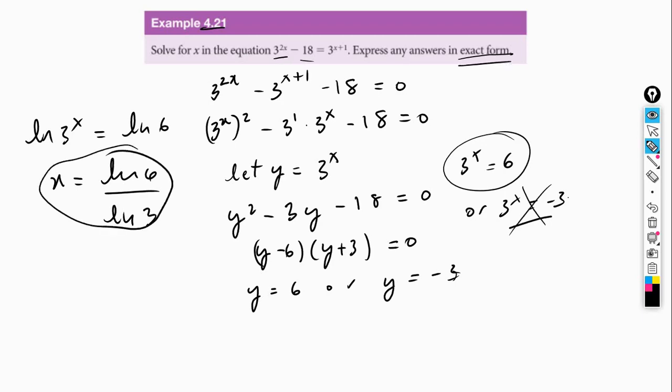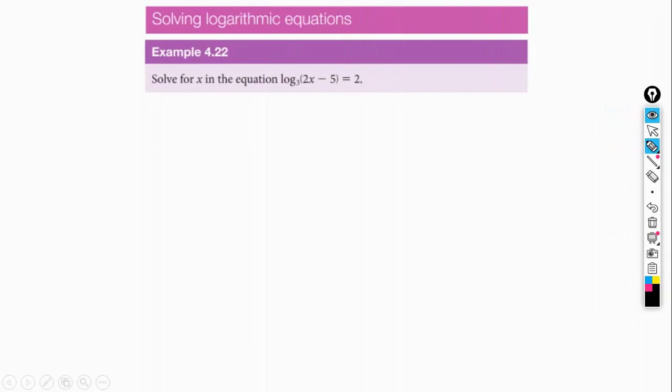This is exact form. So next, we're going to take a look at solving logarithmic equations. And we will start with example 4.22. And it says solve for x in the equation log base 3 of 2x minus 5 equals 2.